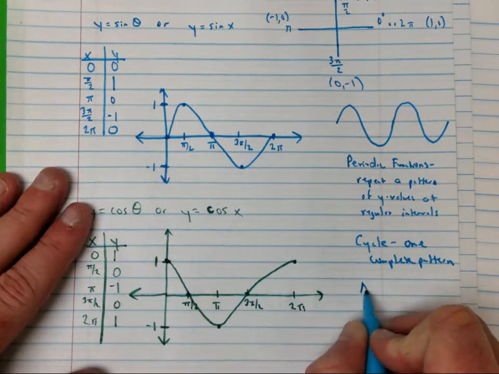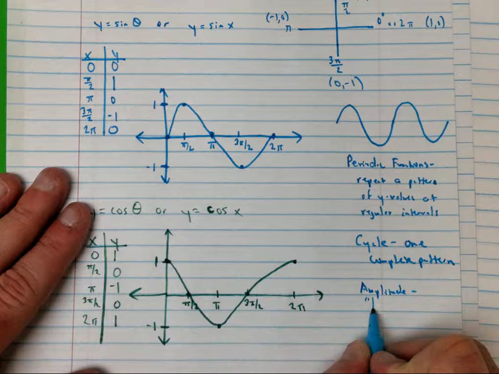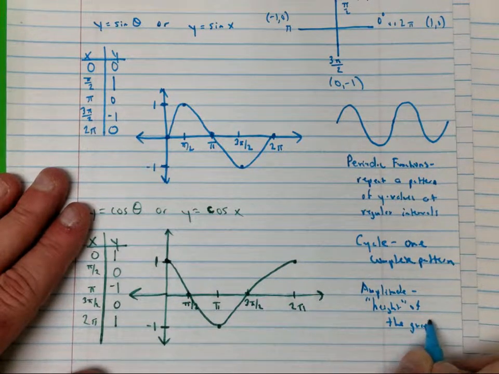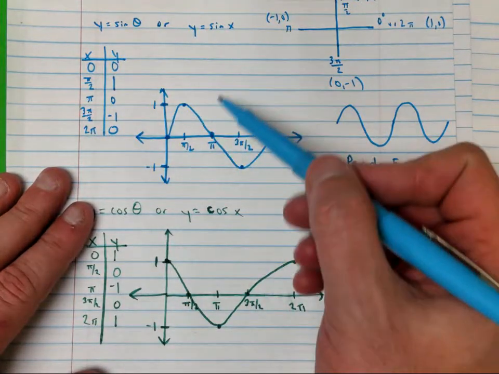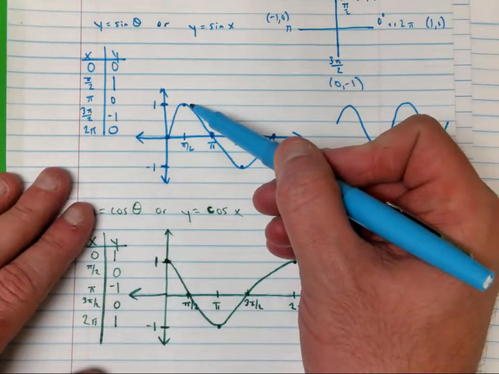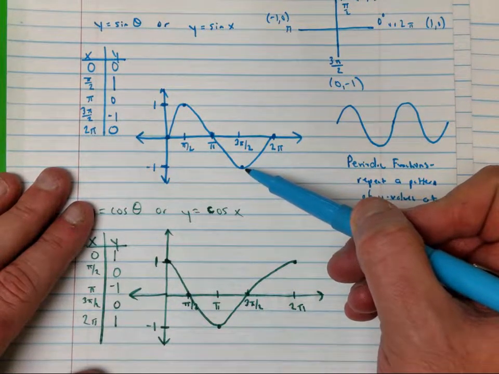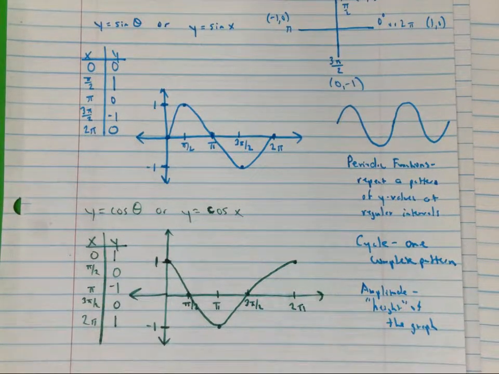Another vocabulary word that you need to be familiar with is amplitude. I call that the height of the graph, but the more mathematical part it deals with is the max or the min, the absolute value of the max min. For example, in this graph right here, the height of it goes up to 1. The absolute value of 1 is 1. The minimum is negative 1. The absolute value of negative 1 is 1. So the amplitude is really like the height of the graph. The mathematical definition is half the distance between the max and min values.